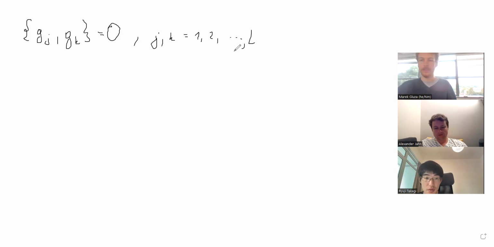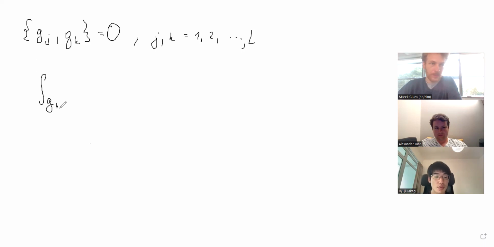So we have L such anti-commuting symbols. And today I wanted to say a couple of thoughts about introducing Grassmann integrals. So in short, the definition, I think Berezin was the first one to introduce it. And we will be using this notation here.